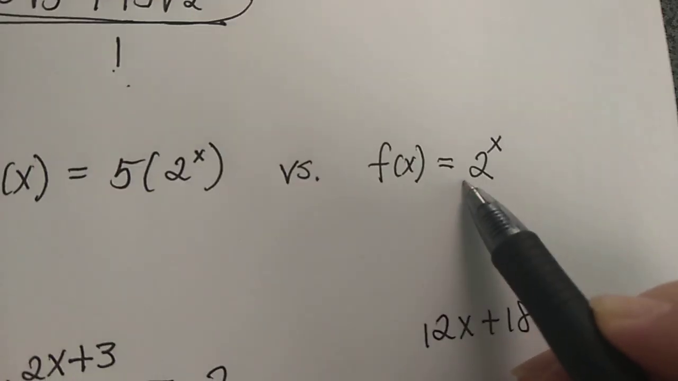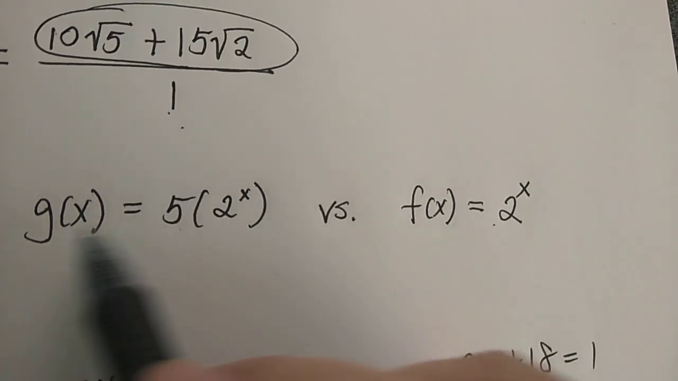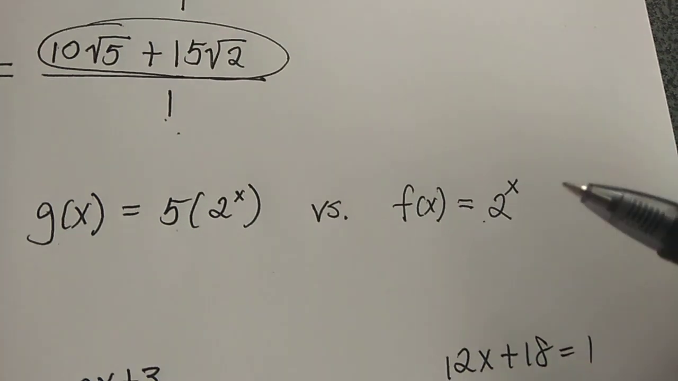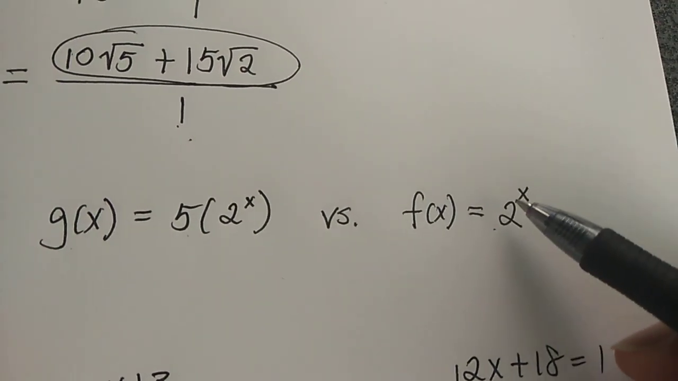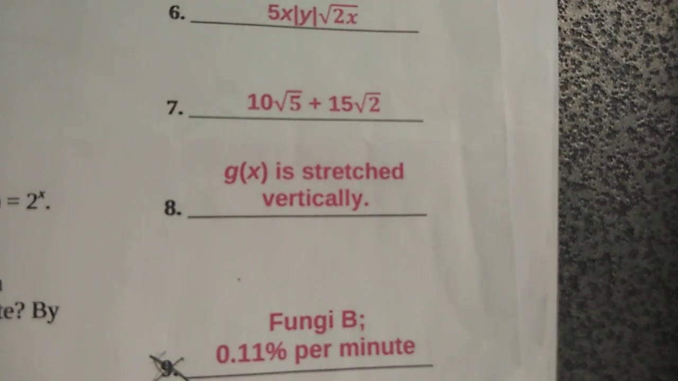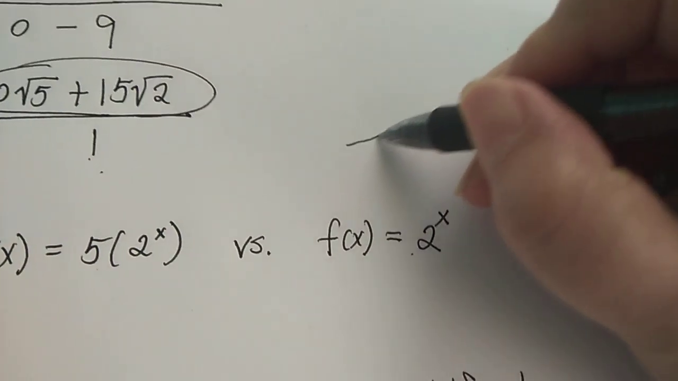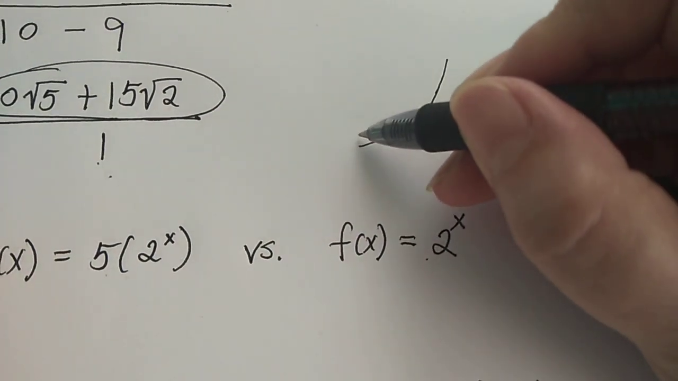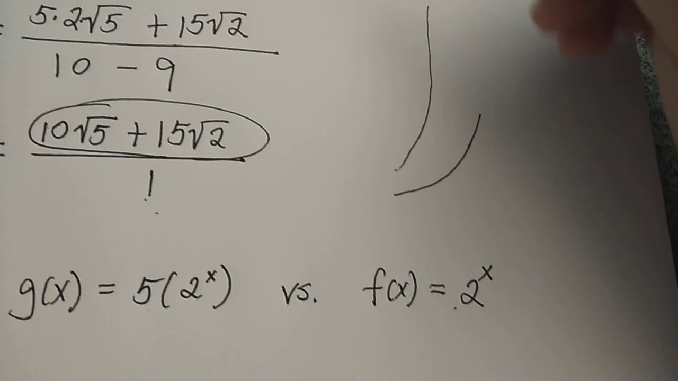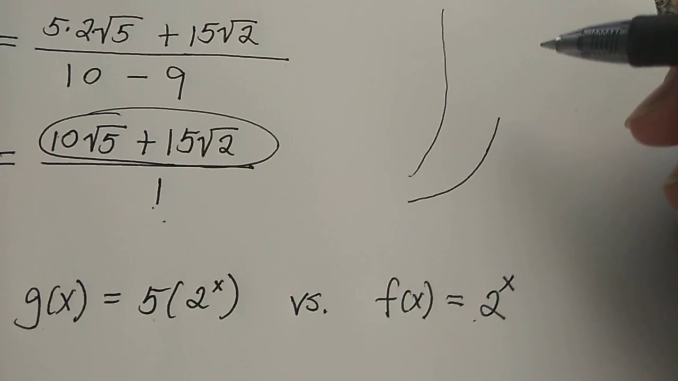So whatever your x is, whatever number you get, you're going to multiply by 5 to get this one. So everything is stretched. The y is going to be 5 times higher, for every x. So that's why your answer is that g of x is stretched vertically. Whereas your original graph may have looked like this, your new graph is going to look a lot higher. Okay, it's stretched up vertically because everything has to be 5 times more.